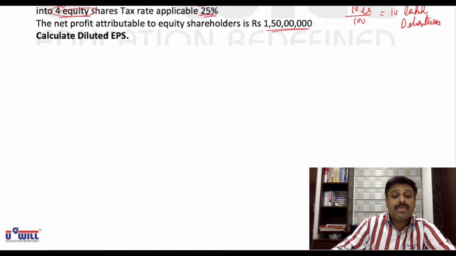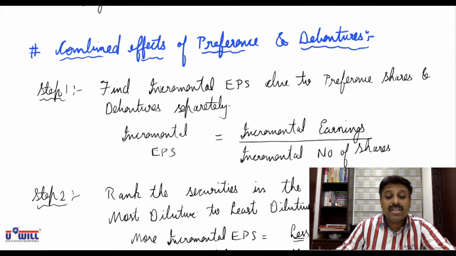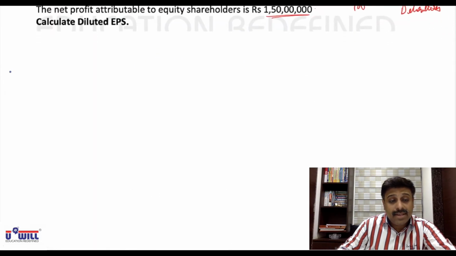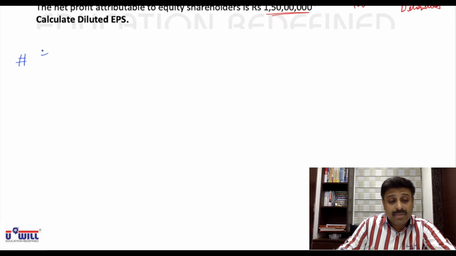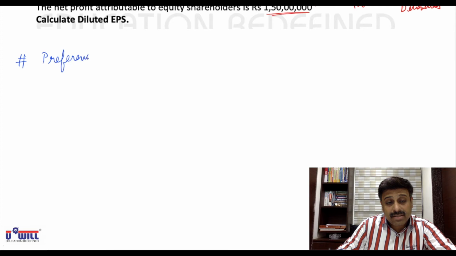Now what are the steps we have to perform? See, what is the first step I made you write today? First, find incremental EPS due to preference shares and debentures separately. So in this question, what do we have first? Preference shares. So first we find incremental EPS due to preference shares. First we take the effect of preference shares. Give the heading in your notebook, preference shares.